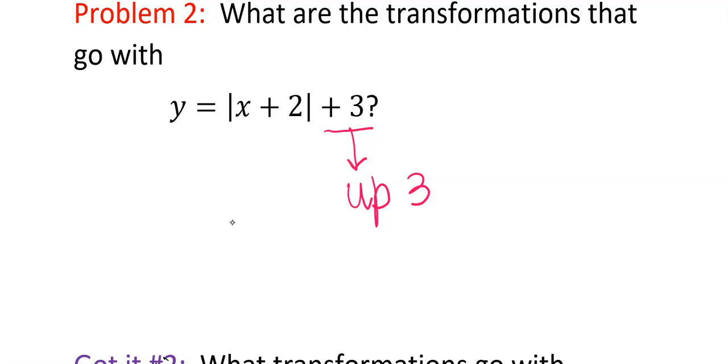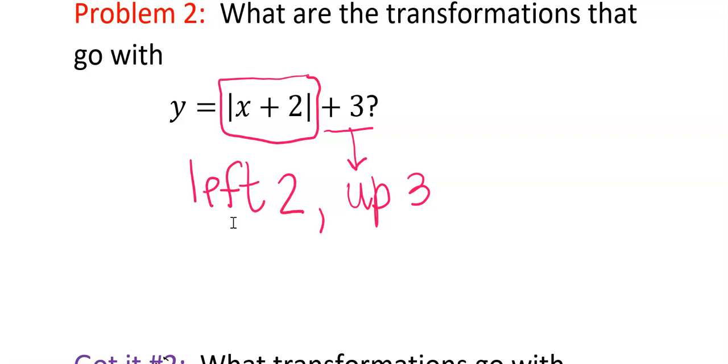Now, is this other plus 2 inside the function or outside it? It's inside because it's in those absolute values. So now we have to think about what we wrote on the other page. If it's inside the function, that means it's the right left. So a positive 2 really means what direction? Left 2. And as long as you have the left 2 somewhere and the up 3 somewhere, those are the transformations that you're using.